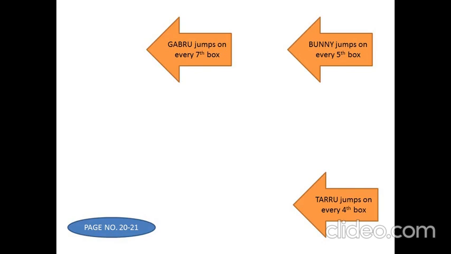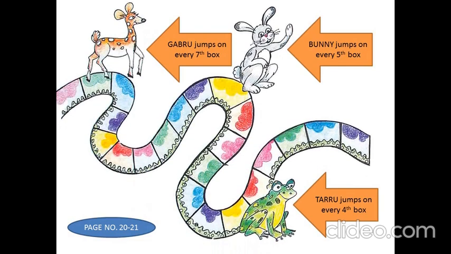Here, 3 animals, Gabru, Bunny, and Taru the frog are given. Gabru jumps on every 7th box. Bunny jumps on every 5th box. Taru jumps on every 4th box. These animals are known for their jumping.